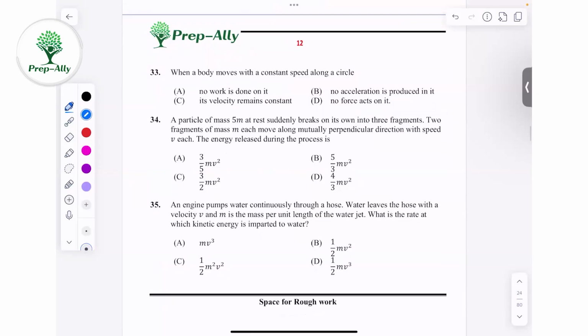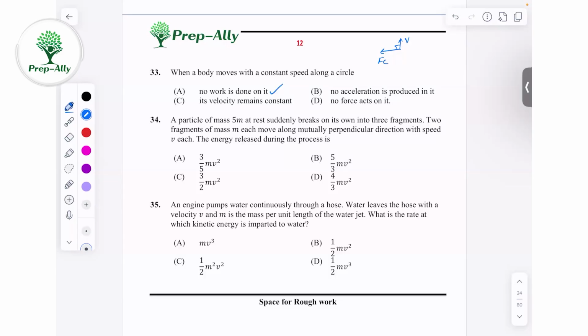A body moves with a constant speed along a circle. Constant speed means v is constant, but you see, no work is done on it. That is true. How is that true? Because the only force acting on the body is centripetal force, and the displacement of the body is perpendicular, which means the work done by centripetal force would be zero. So no work is done on it.